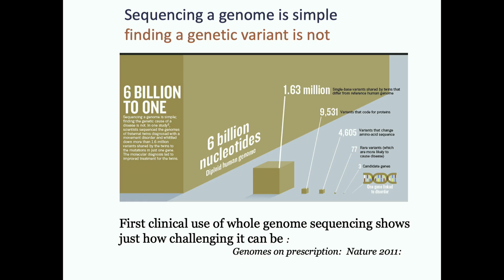But the problem here is that sequencing a genome is pretty simple. As I mentioned, we are sequencing 30x genomes every day, almost 200 to 250 genomes every 48 hours from our facility. So sequencing is not a problem. It's simple, and now it's not expensive too. But finding a genetic variant is not simple. That is where the whole problem is.